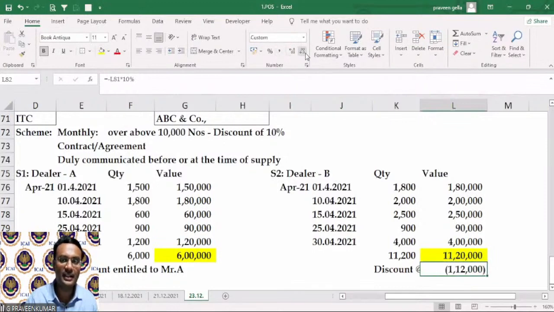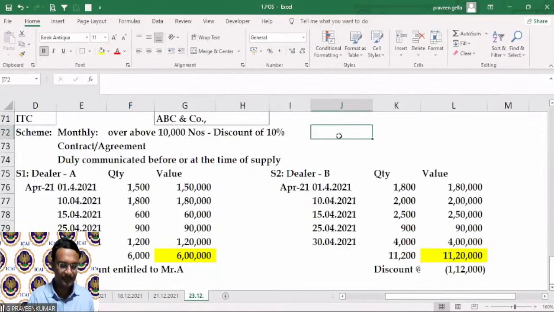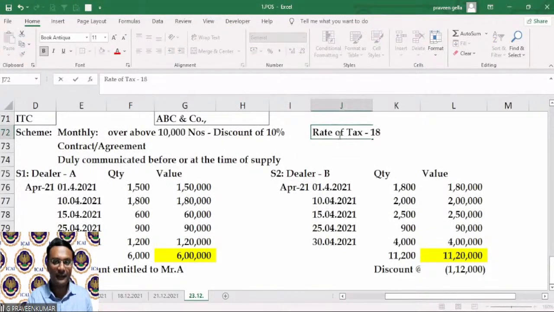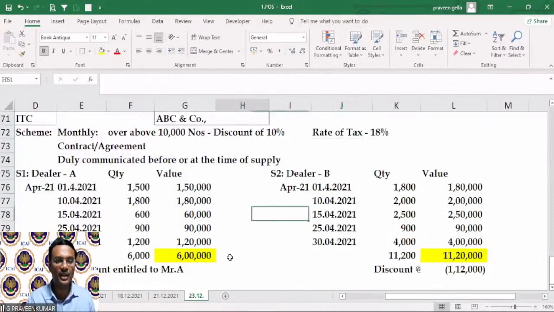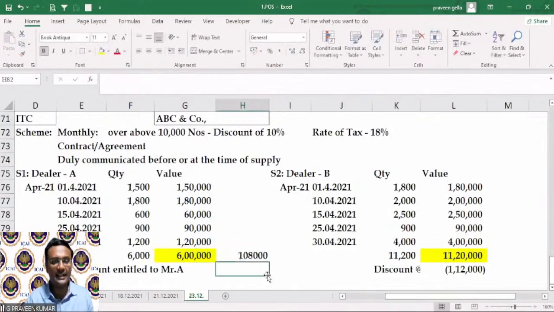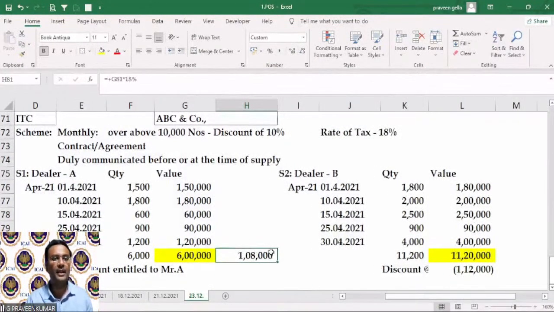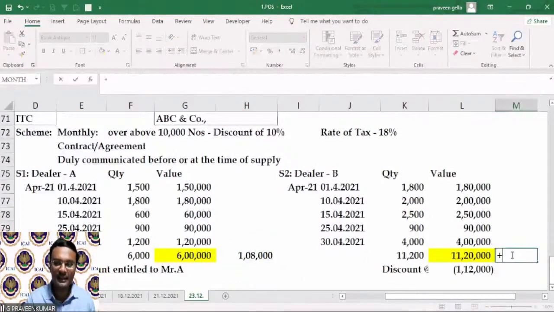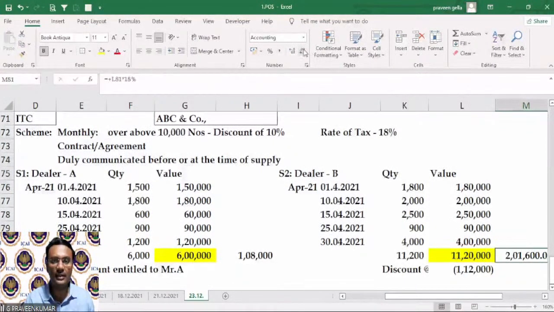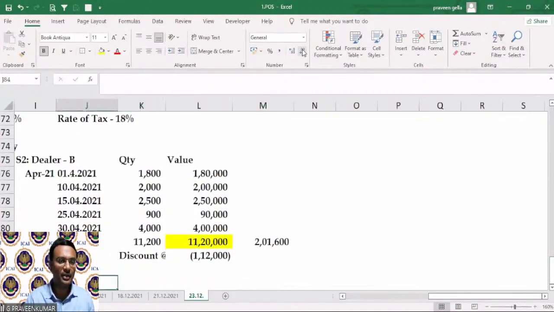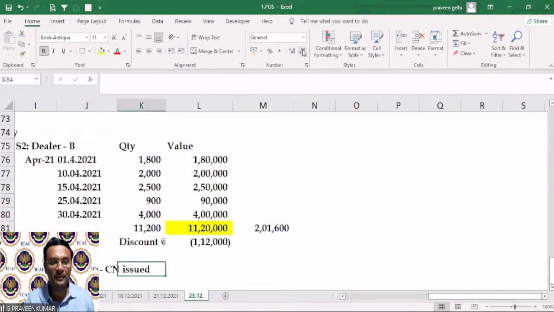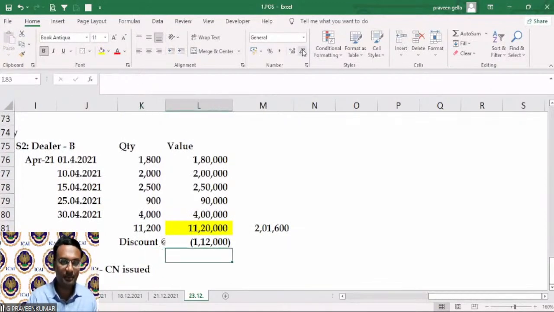Now the question comes here. Assuming the rate of tax is 18%, and for a moment let's presume that this is an IGST transaction. On 6 lakhs, this ITC would collect 1,08,000 as GST. ITC collects from dealer A 1,08,000 rupees on this supply. Similarly, on this particular supply to Mr. B, there is a tax of 18% to the tune of 2,01,600. So here, in the month of May 2021, a credit note is issued.